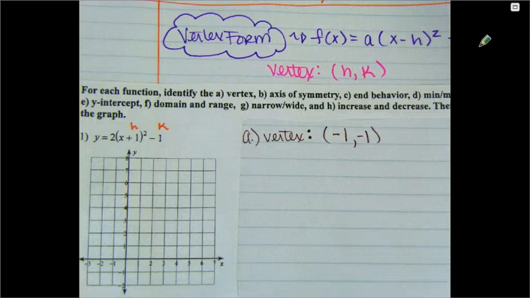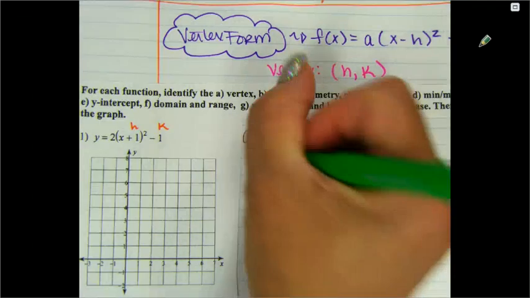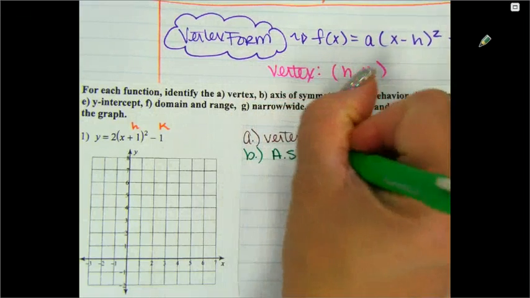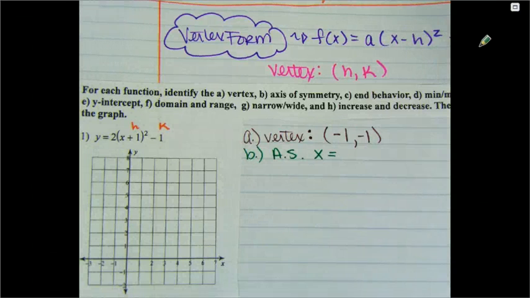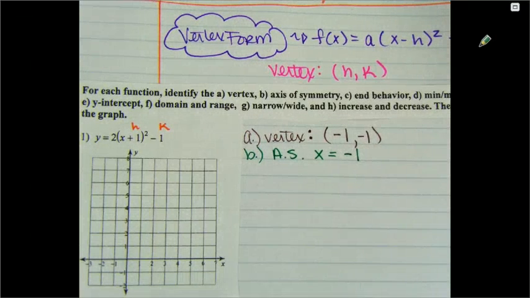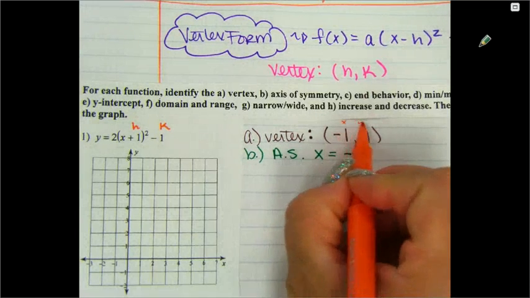The next thing asks for the axis of symmetry. Angel, what's the axis of symmetry? You have to redeem yourself on vertex. Miguel, do you know it? Did you finish the problem? It is -1. Where does that come from? The vertex! Because that's H and K, but that's also X and Y.